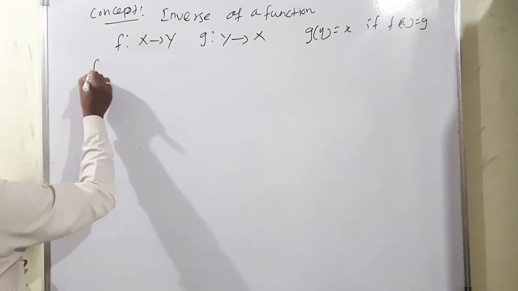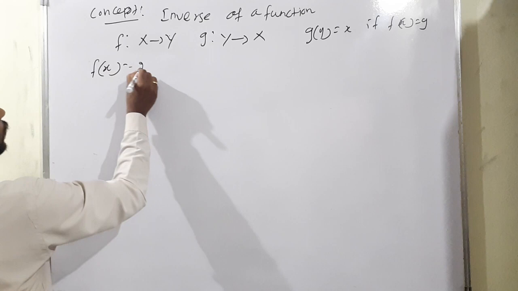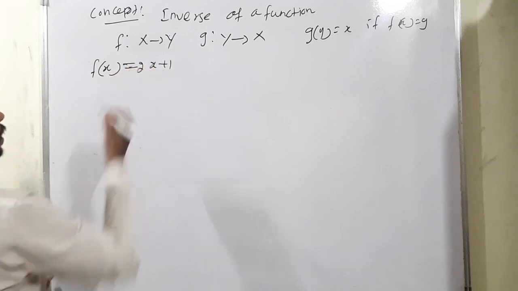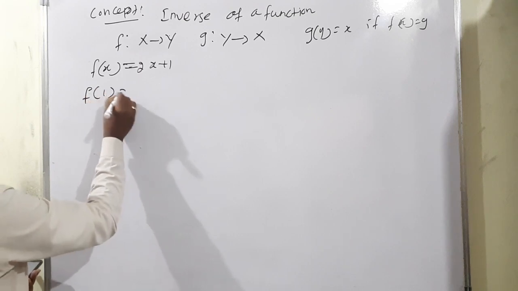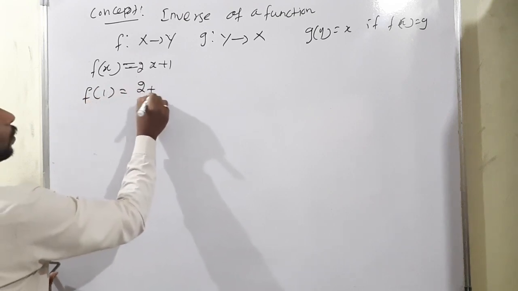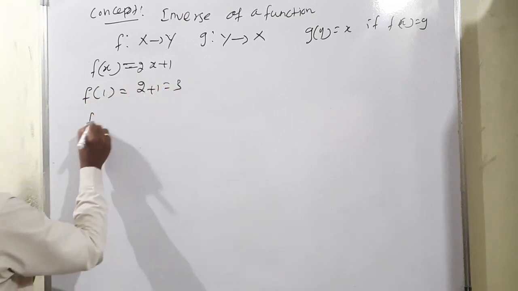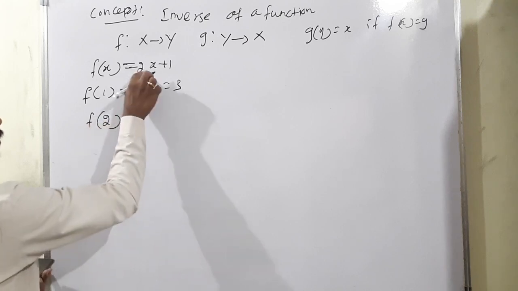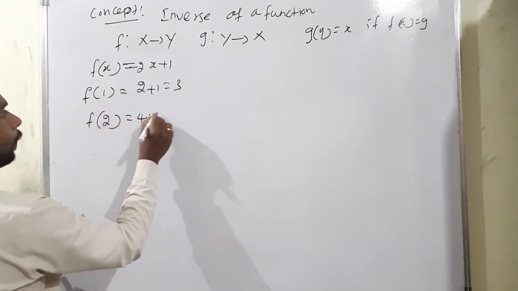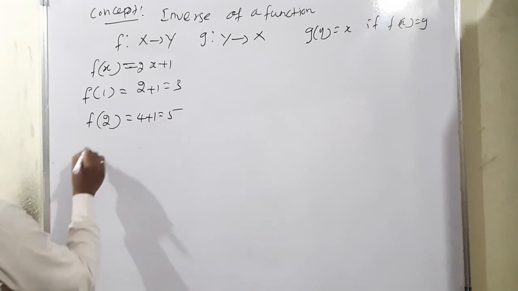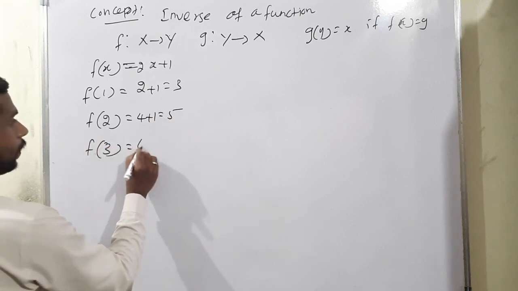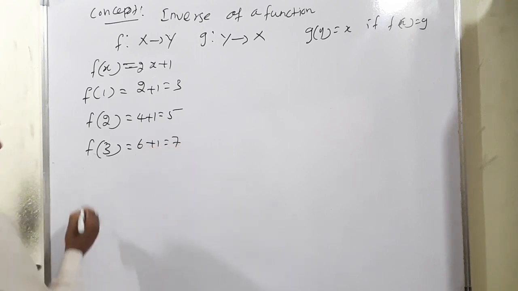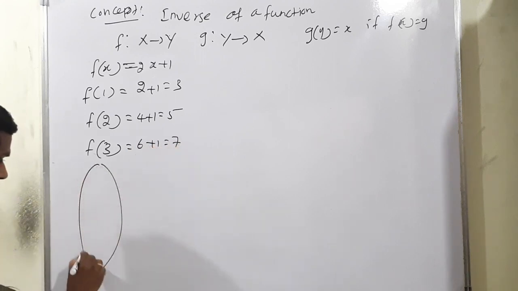Listen there. So, f of x is equal to 2x plus 1. Instead of x, consider 1, which means 2 into 1, so 2 plus 1 is equal to 3. Then f of 2 means 2 into 2, 4 plus 1 is equal to 5. Then f of 3 is equal to 2 into 3, 6 plus 1 is equal to 7. Just making a diagram.